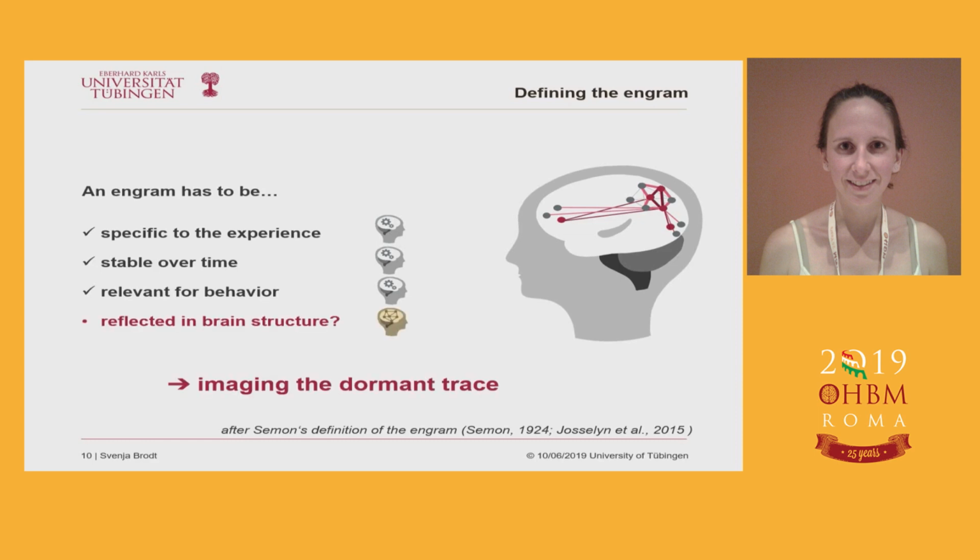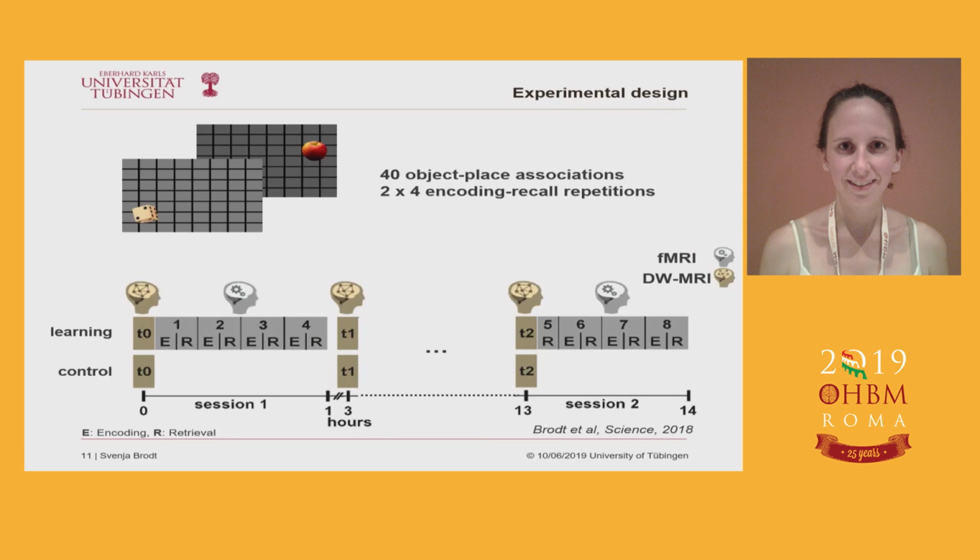Well, we would have to show that this memory representation not only exists while a task is executed, but that it persists in an inactive or dormant state. And if we could do that, we would also fulfill the final criterion for a memory engram, which is that it has to be observable also on the structural level. And this is why we turned with this study to diffusion MRI to image changes in neocortical microstructure over learning.